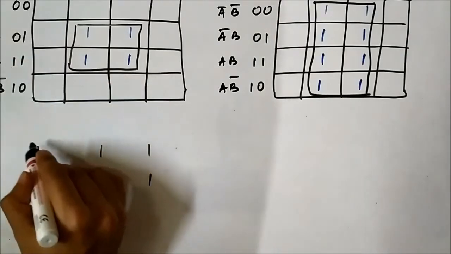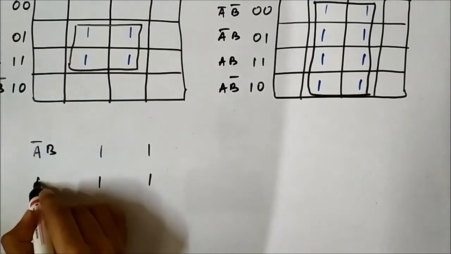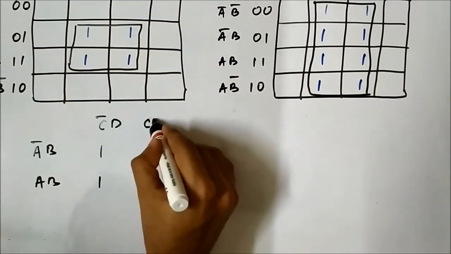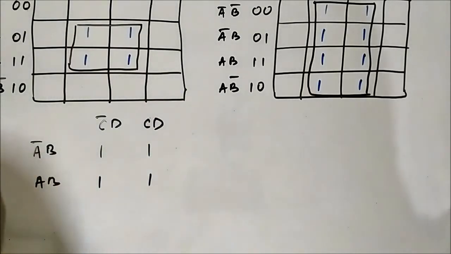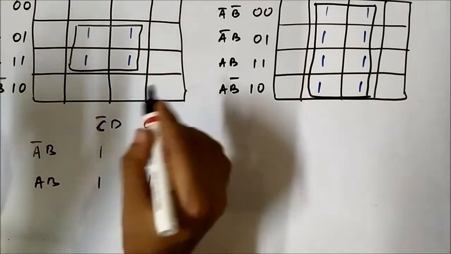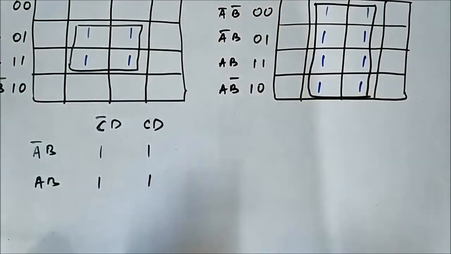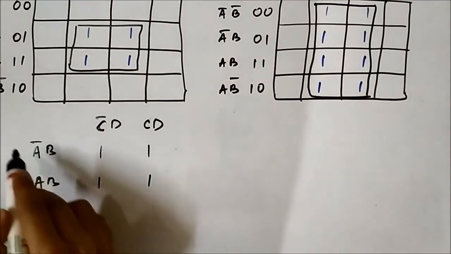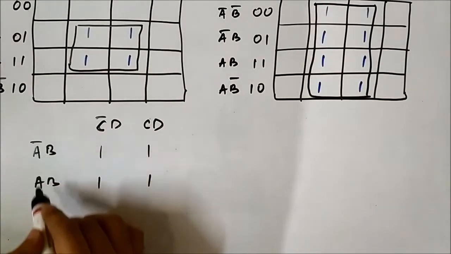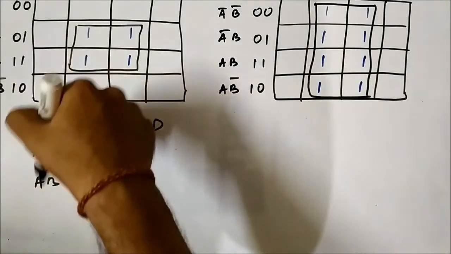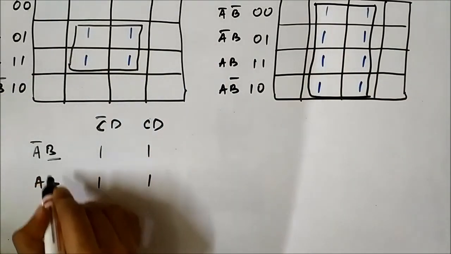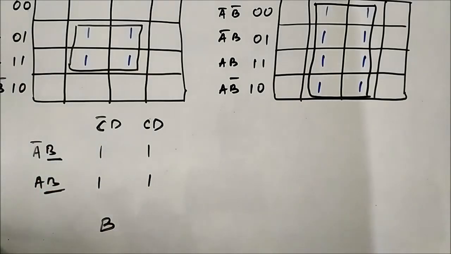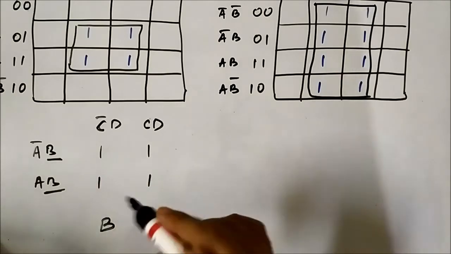Here it is A bar B, AB, and here it is C bar D, CD. I'm just writing here in rough so in order to make you understand, but when you practice these things more and more, you can just by directly looking at this, you can find the common term. So here, if we compare the horizontal components, what is common in these two horizontal components? B is common. Okay, so B is one common variable.